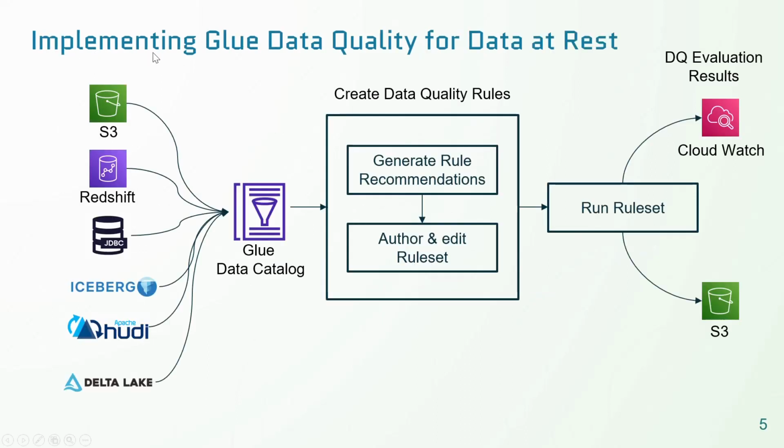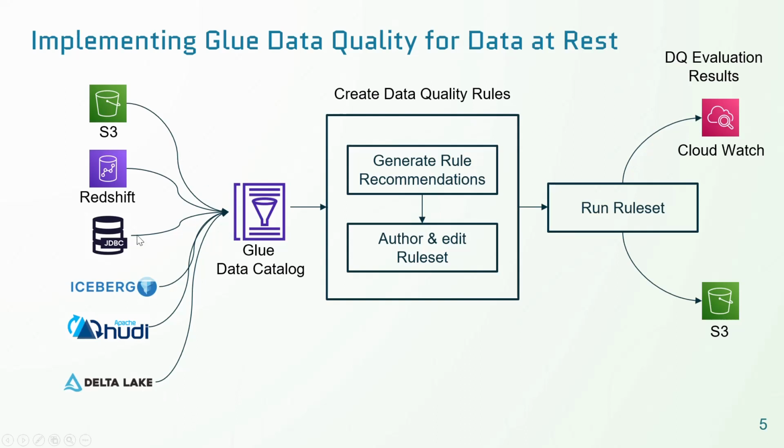So how do we implement the data quality check for data at rest using Glue Data Quality? The entry point of the data quality check for data at rest is the Glue Data Catalog. It currently supports data sources like S3, Redshift, JDBC data sources, and Iceberg tables, Apache Hudi, and Delta Lake tables.